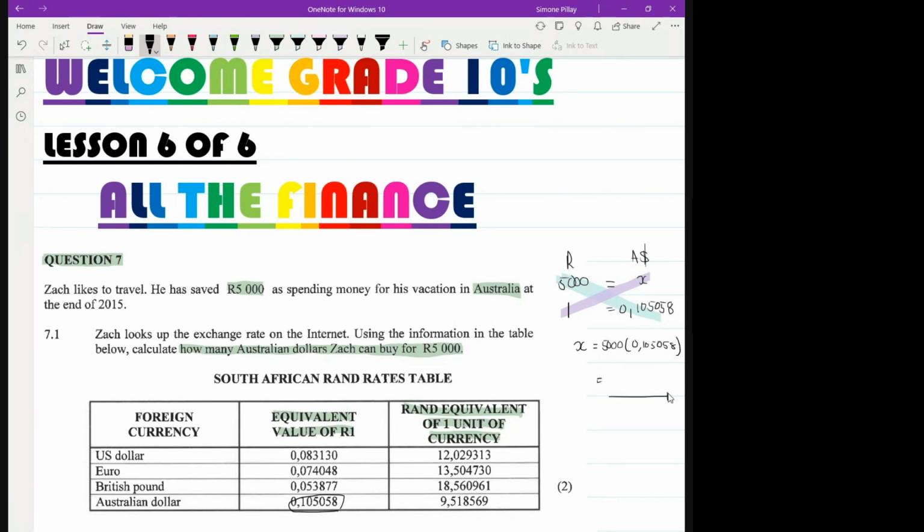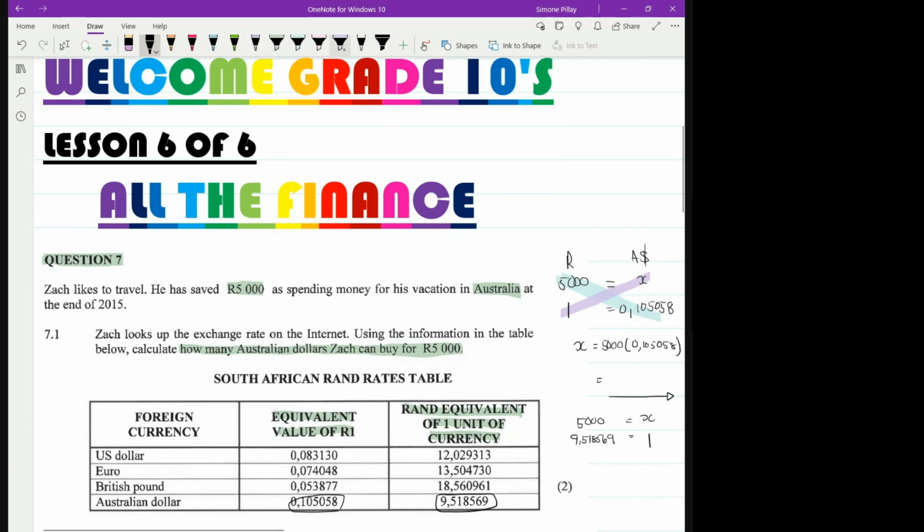So we could have done it that way, and then I'll wait for somebody to tell me what the answer is there. Or you could have set it up differently. You could have said, okay, well, 5,000 Rand is equal to x Australian dollars. But I know that 9 Rand 51 cents, so I've taken this now from this side. I know that 9,5 Rand is equal to 1 Australian dollar. And then you could have cross multiplied.